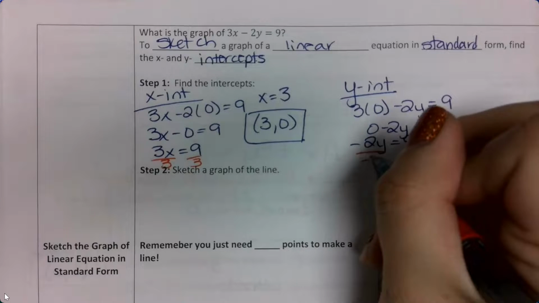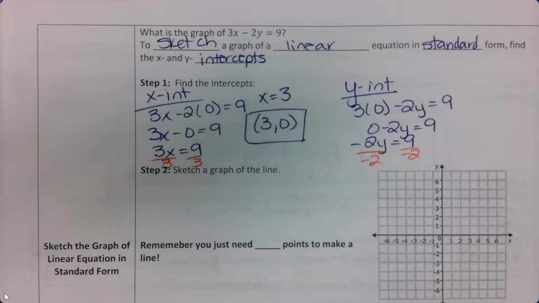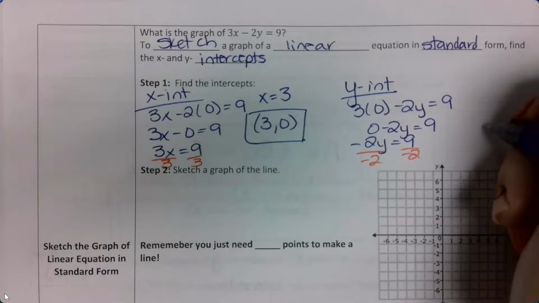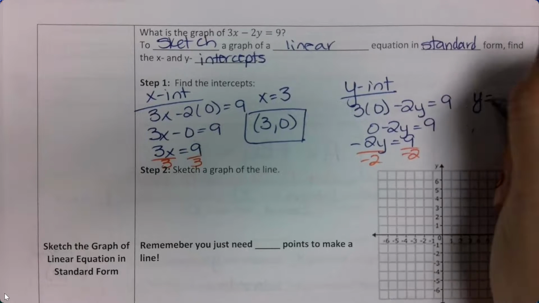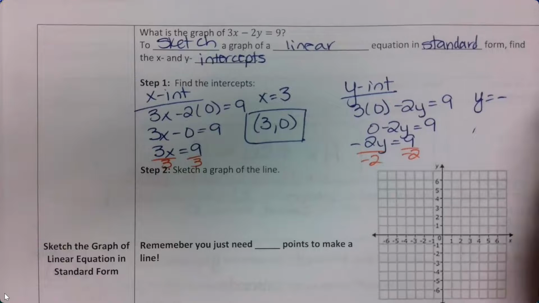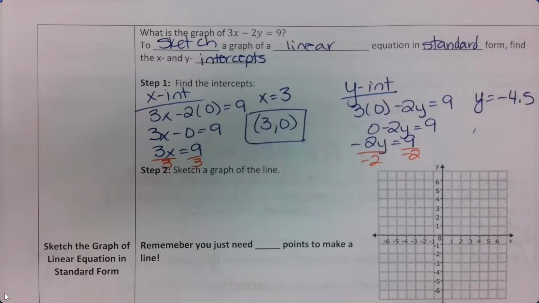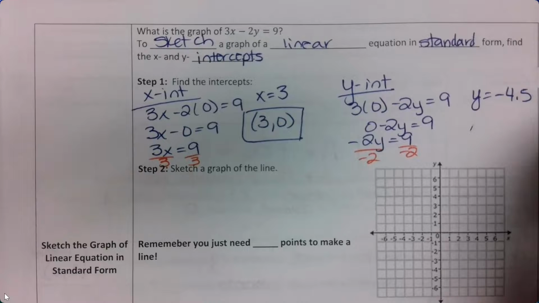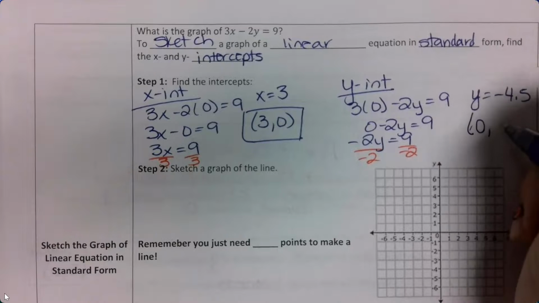Okay, that makes more sense. So I actually want to divide this one on the calculator since I'm going to plot it. So what's 9 divided by negative 2? So how do I write that as a point? 0, negative 4.5.